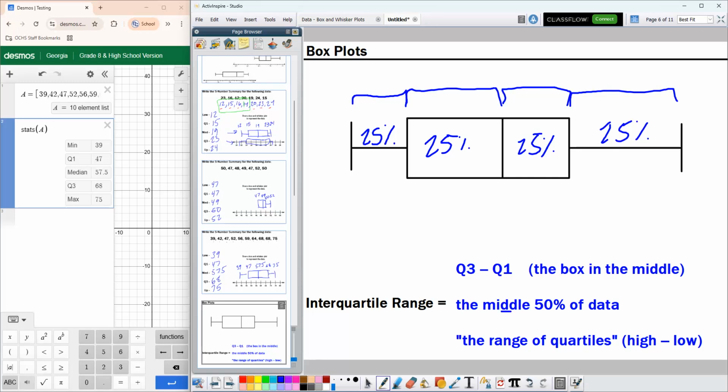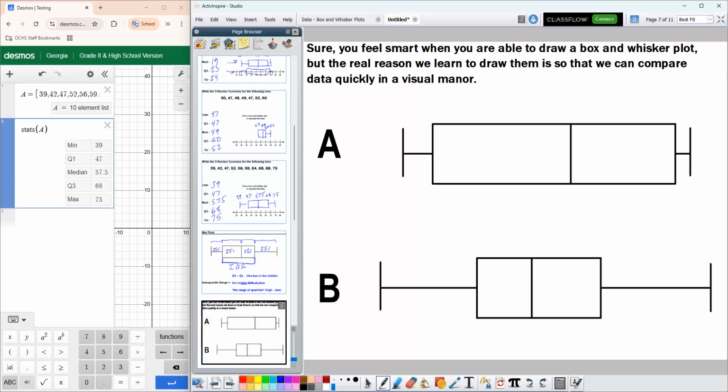And once again, this middle 50% of the data, this is the IQR right here. So the box is the interquartile range, and it is 50% of the data, something important to remember.